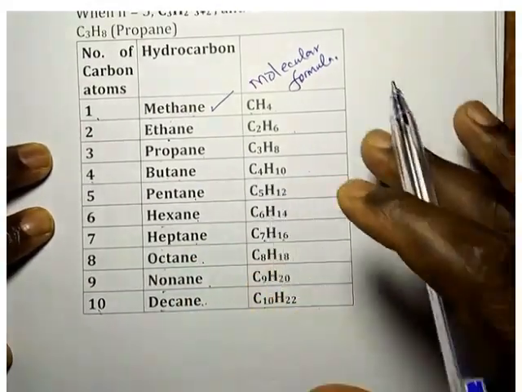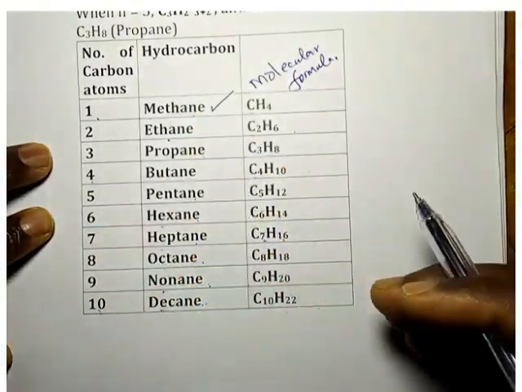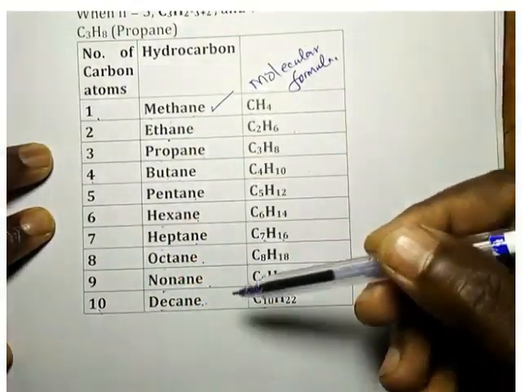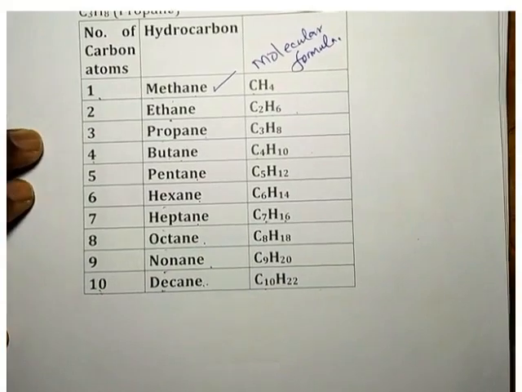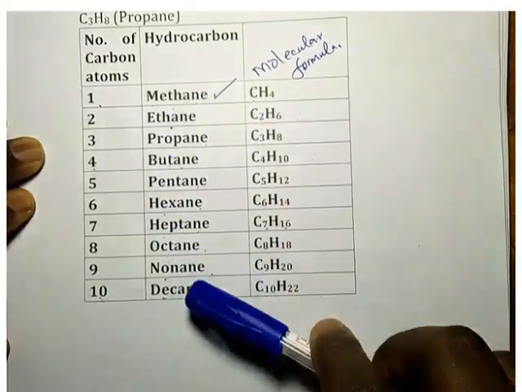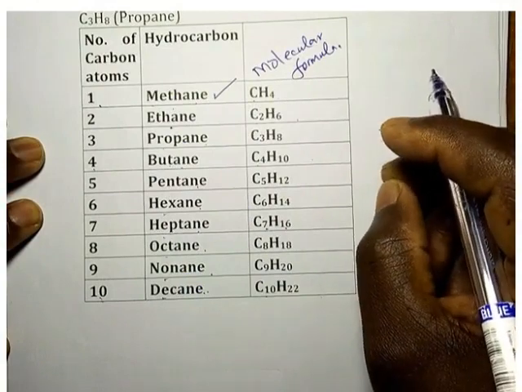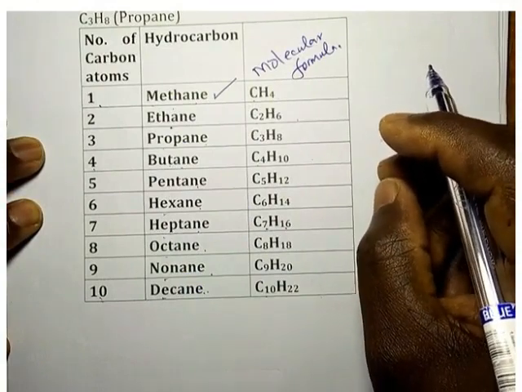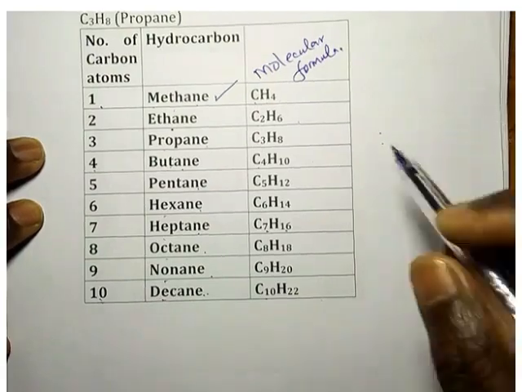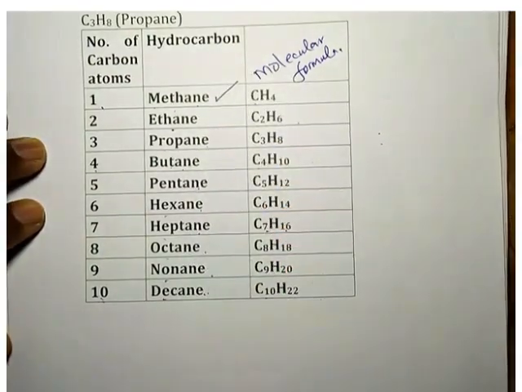To master this, you need to read and reread, repeating several times. Once you master the alkanes, it will be very easy for you to master the alkenes, alkynes, and even the alcohols and the alkanoic acids. Therefore, once you understand this one, you are good to go.